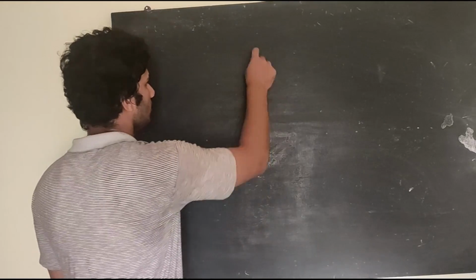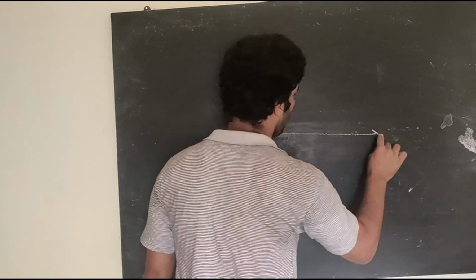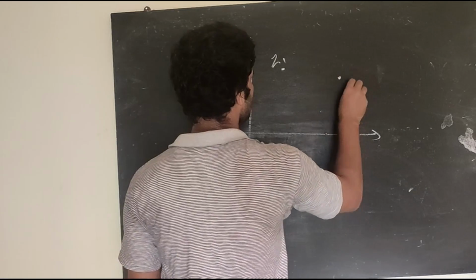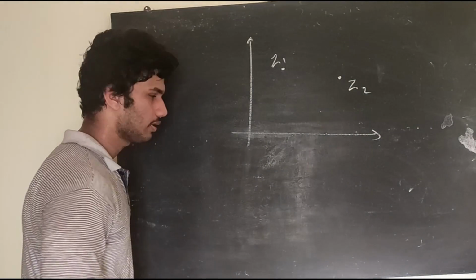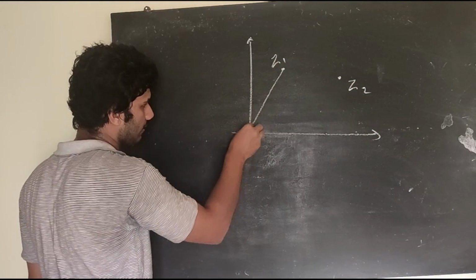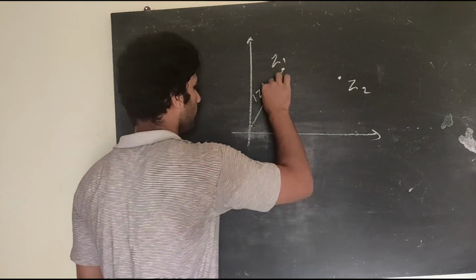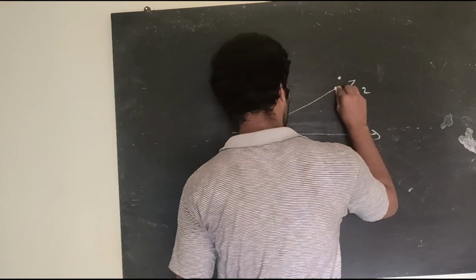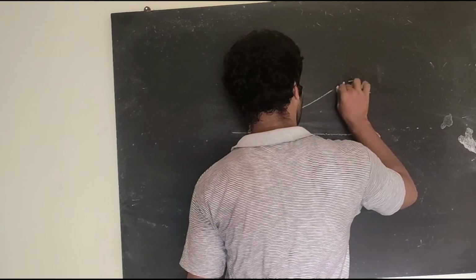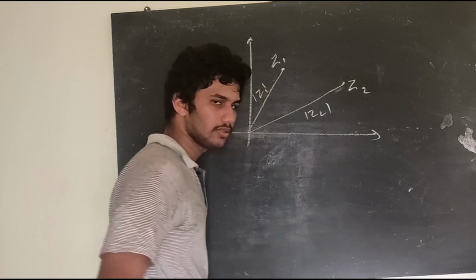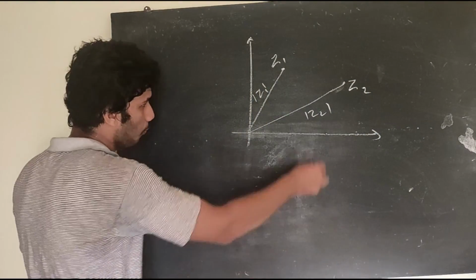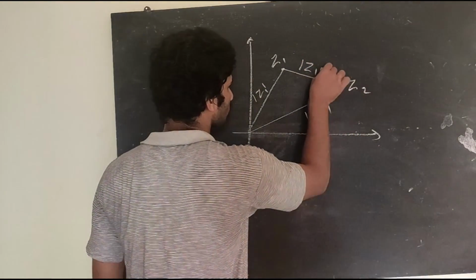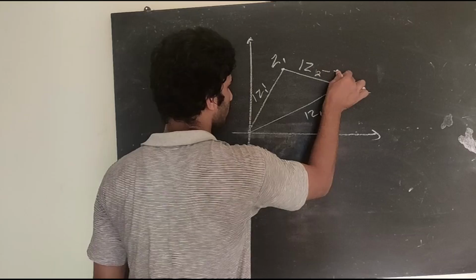Okay, so let me draw an Argand plane. Let me represent z1 over here. Let me represent z2 over here. Now, as we said, this is the modulus of Z1, the distance from origin, and this is the modulus of Z2, the distance again. Now, between Z1 and Z2, this is modulus of Z2 minus Z1.